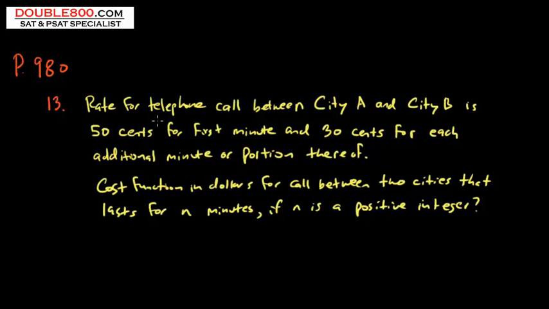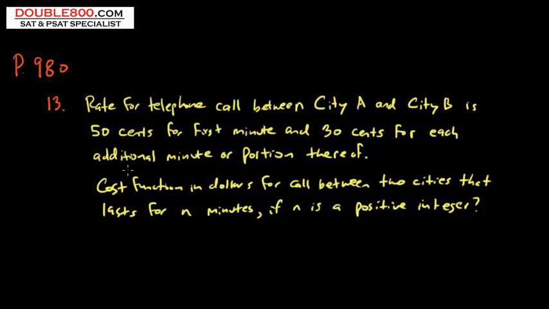The rate for a telephone call between city A and city B is 50 cents for the first minute and 30 cents for each additional minute or portion thereof. And the question asks for a cost function in dollars for a call between the two cities that lasts for n minutes, and n is a positive integer.